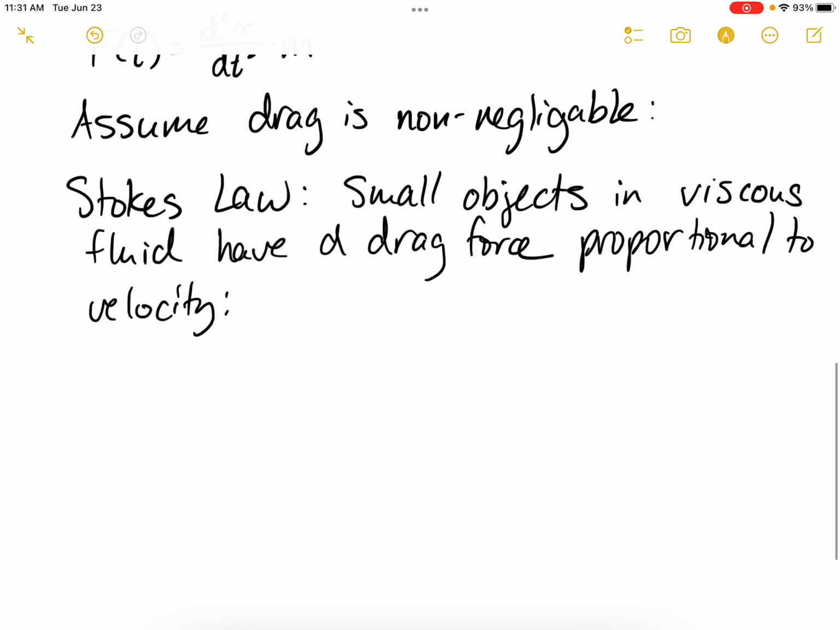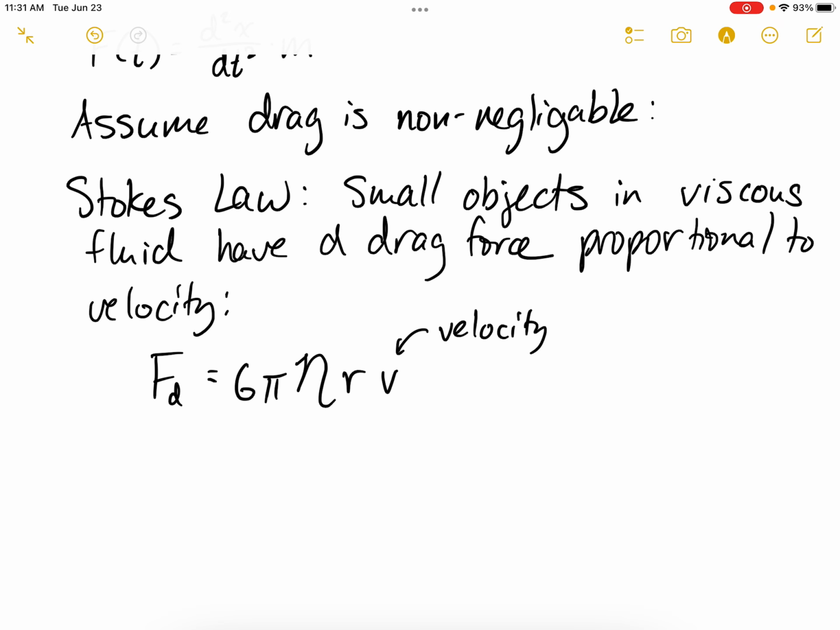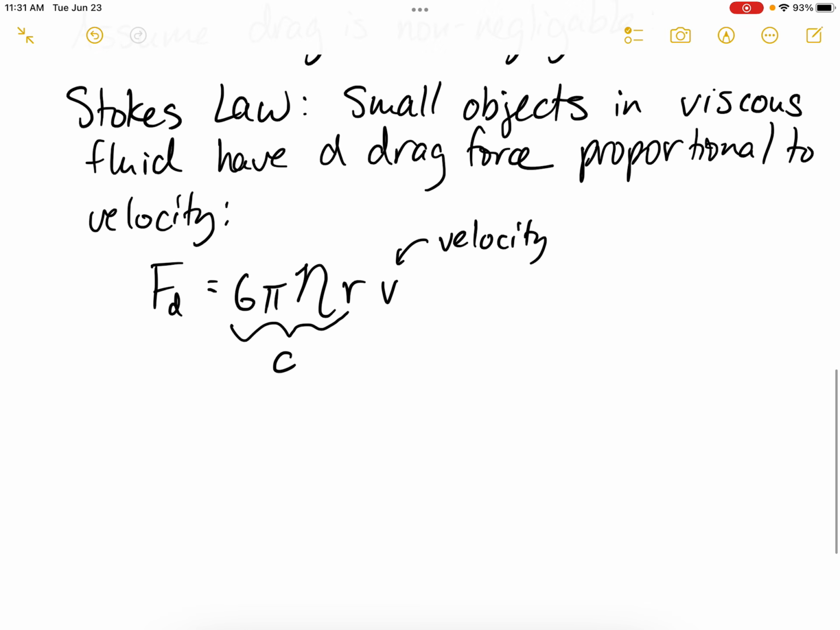So what Stokes' law actually says is the force of the drag is equal to 6 pi nu r v, where v is velocity. The other parameters are all dependent on the object itself, so let's assume that they are some constant c. Now we want to apply the drag force, because the force coming in from the sound can go to multiple places.